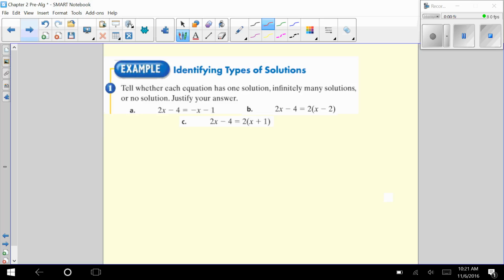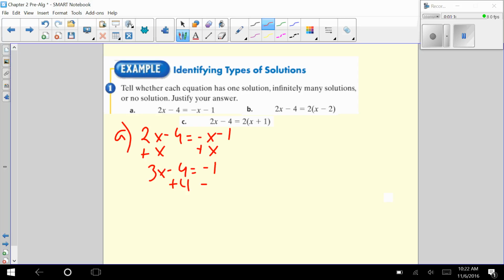So let's figure this out. For letter A, I just start to solve. If 2x minus 4 equals negative x minus 1. To start, let's add our x over. We get 3x minus 4 equals negative 1. Add the 4. We get 3x equals 3. Divide by 3. X equals 1. We got x equals a number. That is one solution. These are the most common type of problem.